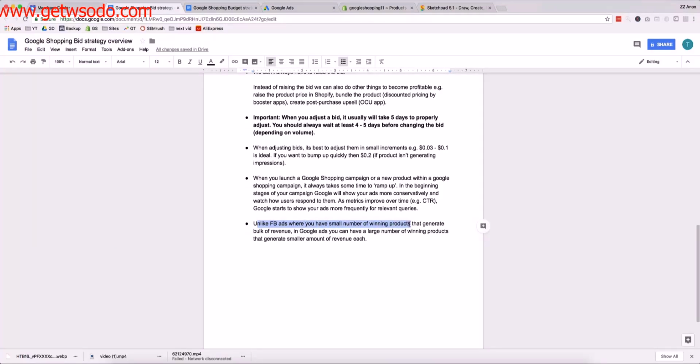Unlike Facebook ads, where you have a small number of winning products or even one massive winning product that generates all your revenue, in Google ads, you can have lots of small winning products that generate smaller amounts of revenue. So not every single product is scalable, but you can still have smaller products that generate you profit consistently, but you can't really scale them. On my store right now, I've got 14 products that are profitable. And out of those 14, I've got 5 that I can scale, which I'm scaling currently.